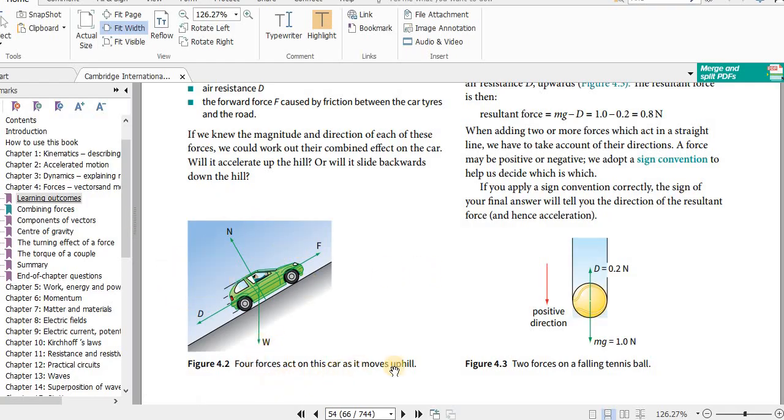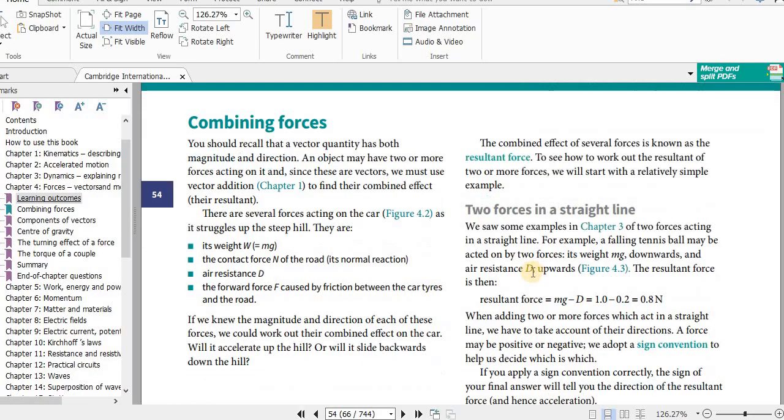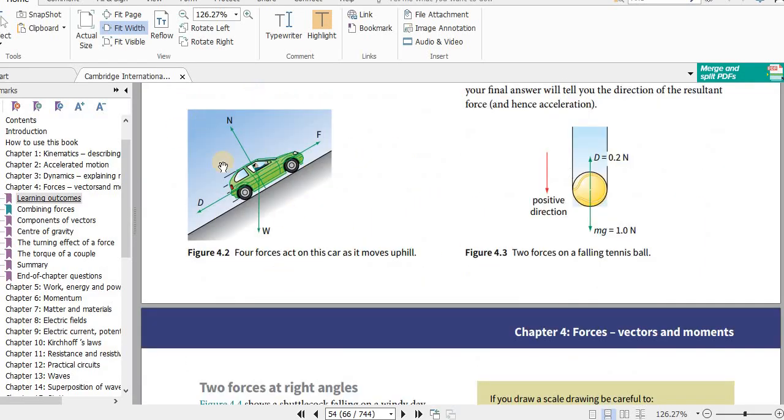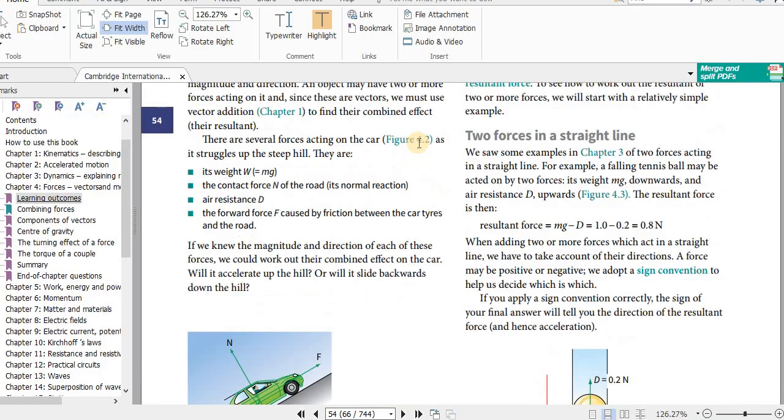Four forces acting on this car as it moves uphill. The combined effect of several forces is known as the resultant force. The resultant force is also called the net force. So if we can combine all these forces and get the net force, that is the resultant force.